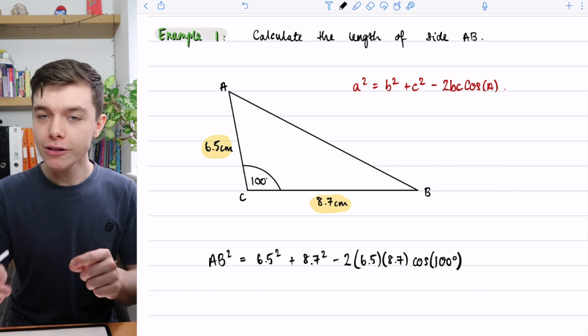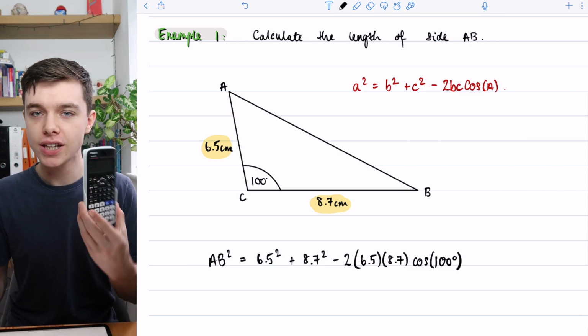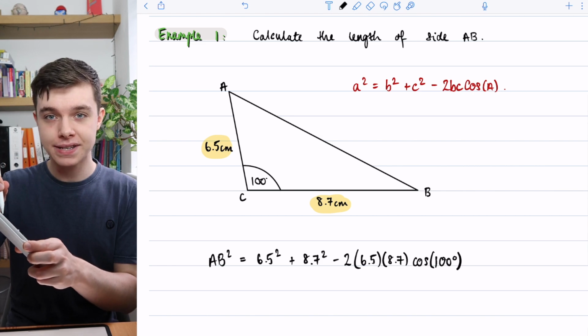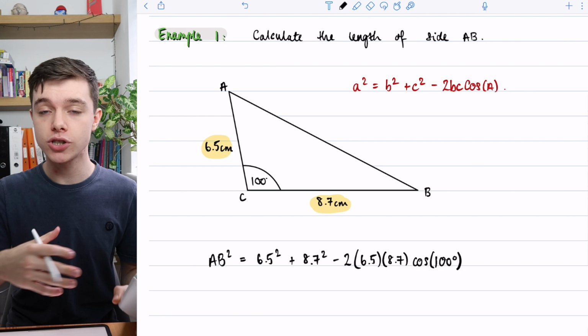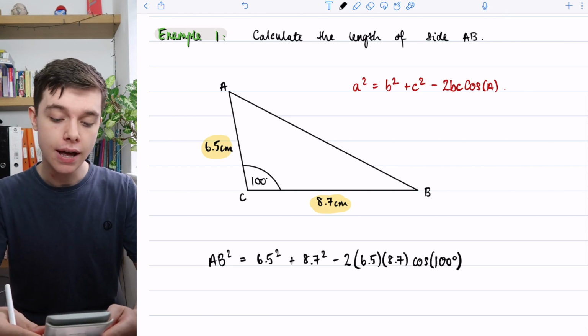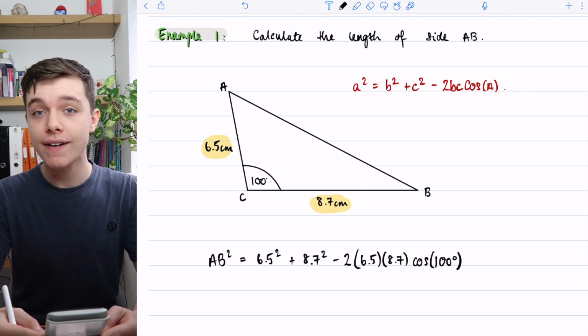If you're using a calculator, make sure your calculator has a little D letter at the top. If it has an R for radians, which you'll learn later at A level, then your calculator will give you an incorrect answer.